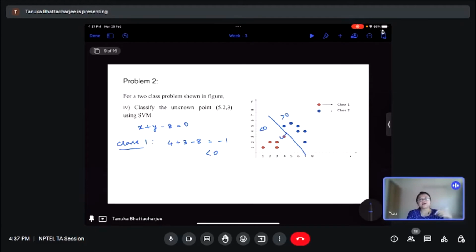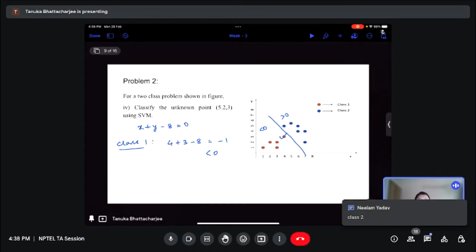Now when you have an unknown point, you have to put it in the equation of the decision surface, that is x plus y minus 8. You put your unknown point values in that and you see whether it is positive or negative. If it is positive, then in this case it belongs to class 2, and if it is negative, it belongs to class 1. So based on this idea, can someone tell me in which class we should put 5, 3?